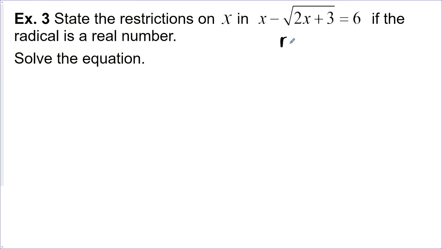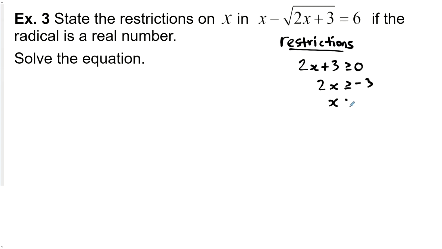Example 3, let's start off by finding the restrictions on x. Now we only care about what's under the radical here. 2x plus 3 needs to be greater than or equal to 0. Subtract 3 on both sides, and divide by 2 on both sides, leaves us with x is greater than or equal to negative 3 over 2. Let's actually solve the equation now.